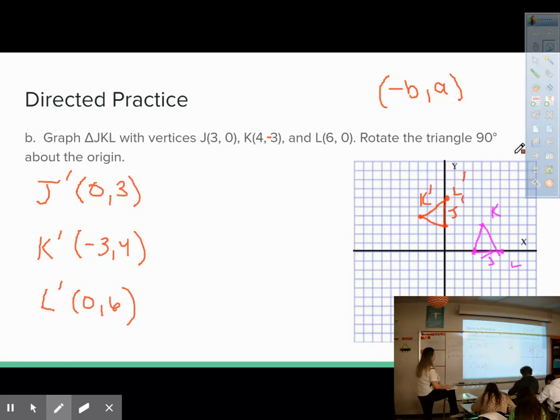Now, your triangle should look exactly the same. It's just on the 90-degree axis rather than the 0-degree. So this is your 0-degree axis, 90-degree, then this would be 180 and 270. All right. Now that we've done 2, what questions do you have for me?